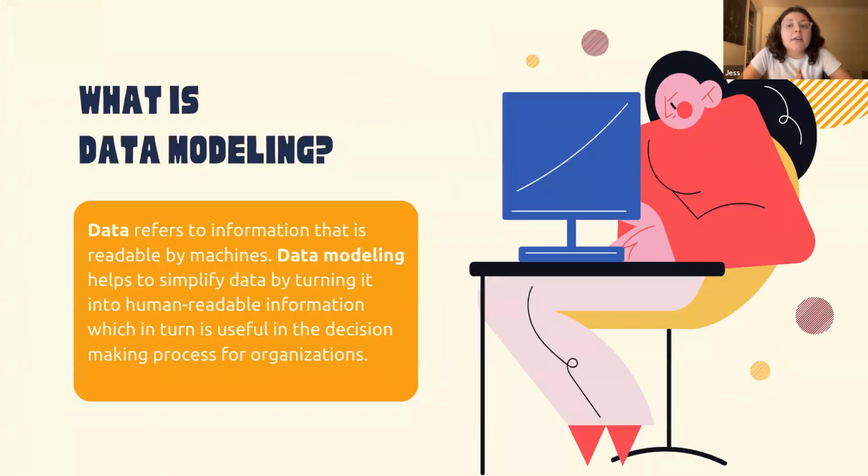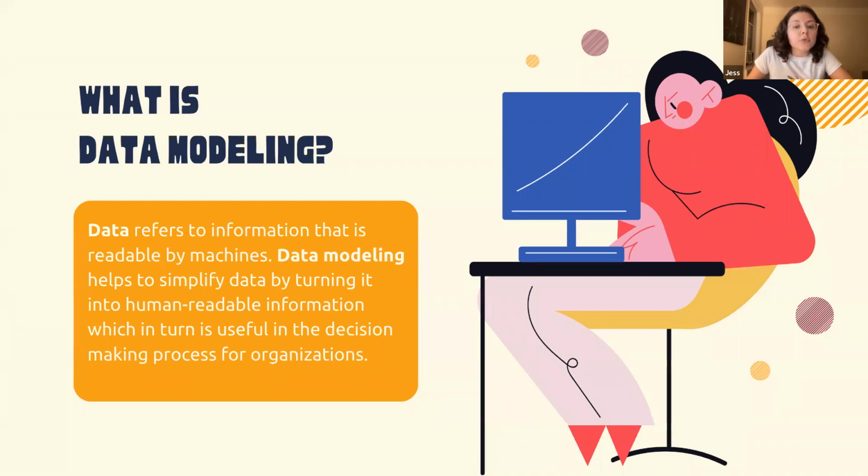Data modeling is the foundational part of software development and even data analytics. So what is data modeling exactly? First, let's think about data. Data refers to the information that's readable by machines. Data modeling helps to simplify that data by turning it into human readable information, which then informs decision-making processes for organizations.